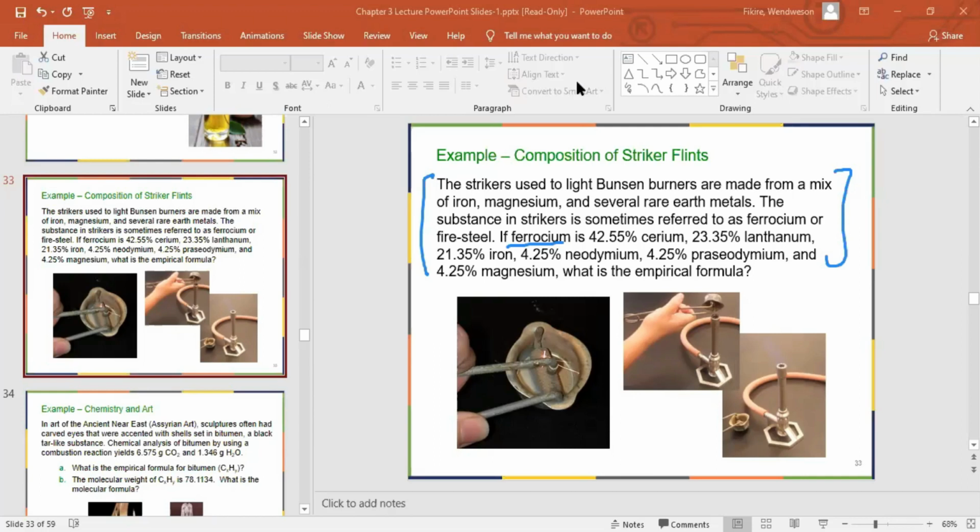No, ferrocerium is the name of the compound of the striker. Ferrocerium, or fire steel. The match striker is called fire steel, or in Latin, ferrocerium. That's not representing one element. So you need to find the elements cerium and lanthanum. Most of these are active metals found in the transition group. Yes, iron. But don't worry about the ferrocerium. Ferrocerium is a technical name of the compound. Okay, all right.